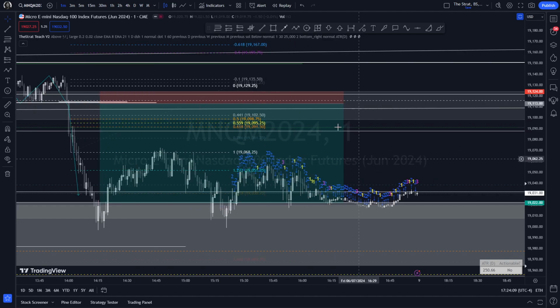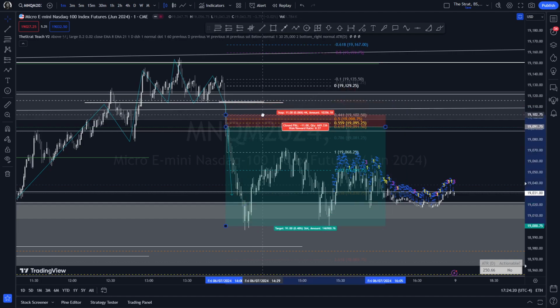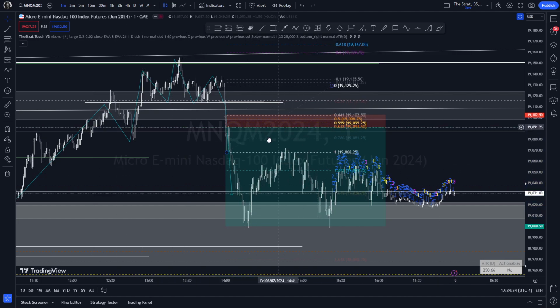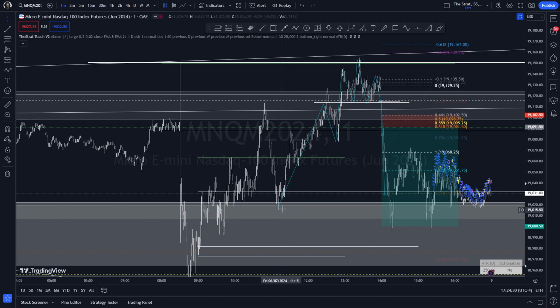And I shorted and I think I came out here. I exited somewhere right here, and then I came back in again right here. And you can see where the 0.618 is. And again, I was trying to take out this area right here.